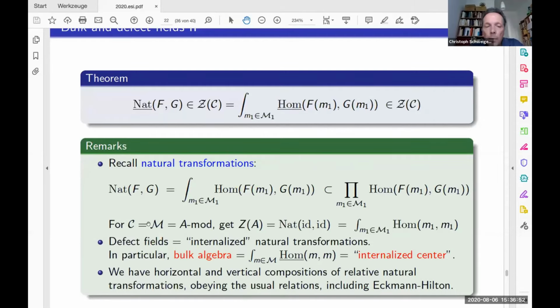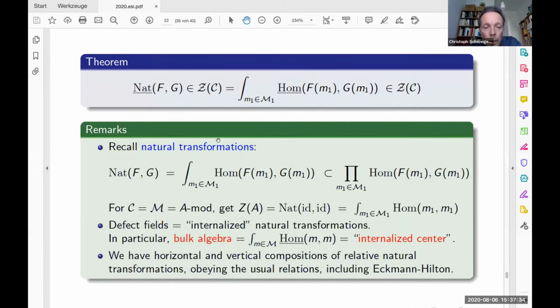Let's first go a little bit back to the case of ordinary natural transformations. If you do it for a category of modules over an algebra, then the natural transformations from the identity functor to itself are the Morita invariant way of expressing the center. So this here is an expression for the center of an algebra. What you see is that if we put F and G equal to the identity functor, this would be a transparent defect. Then we get something like an internalized center, and that's the bulk algebra.